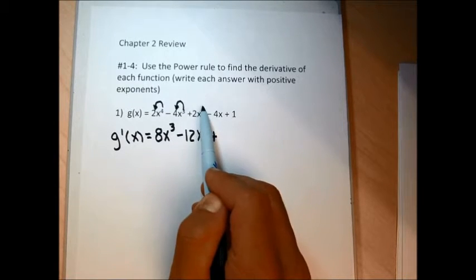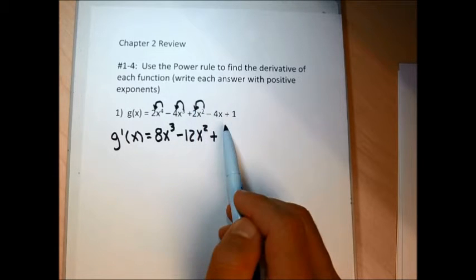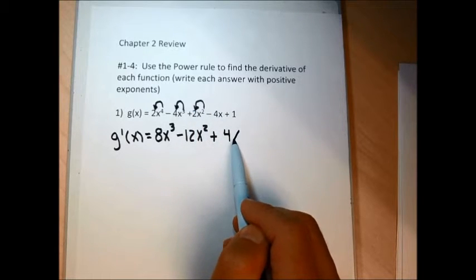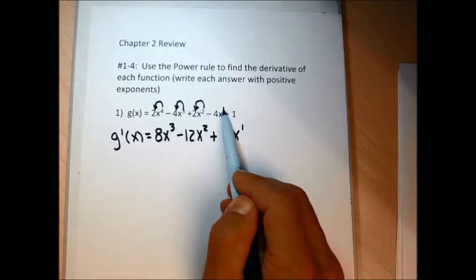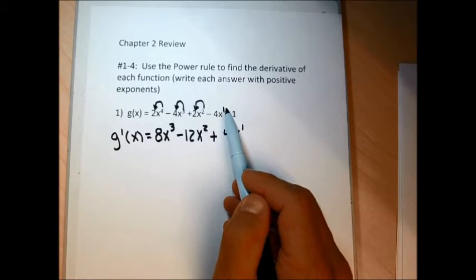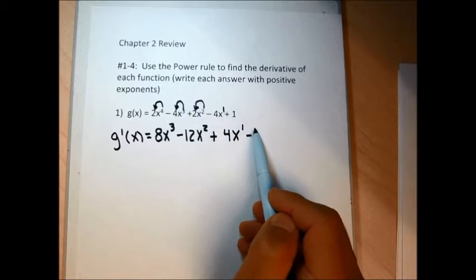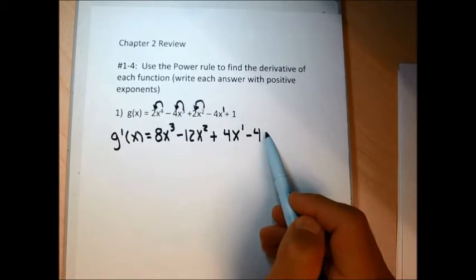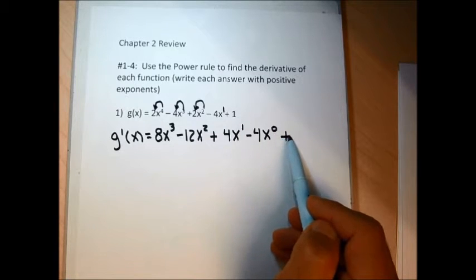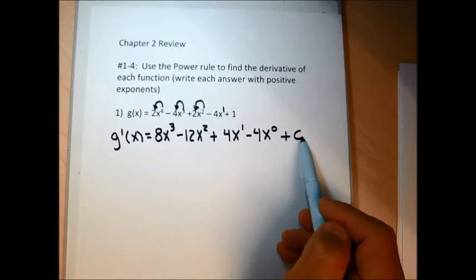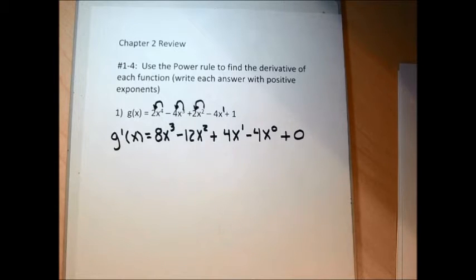The third, I'm going to multiply the 2 by the 2 and get a 4, lower the exponent by 1 and get an x to the first. The second to last term has an exponent of 1. I'll multiply the 1 by the negative 4 and get a negative 4, lower the exponent by 1 and get an x to the 0. And the last piece doesn't have an x, so it's a constant. It has a derivative of 0.